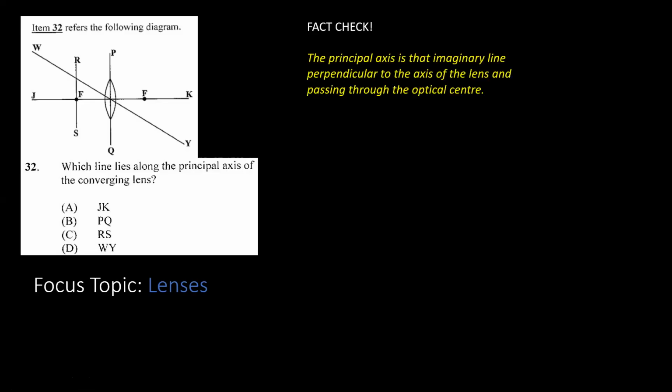32. This question is asking for the line which represents the principal axis of the converging lens. Now, the principal axis is that line which runs through the optical center and is perpendicular to the axis of the lens, which is PQ. So that means JK should be the principal axis. And the answer is A.